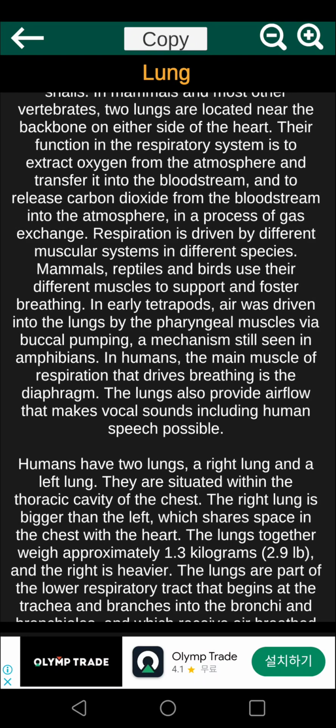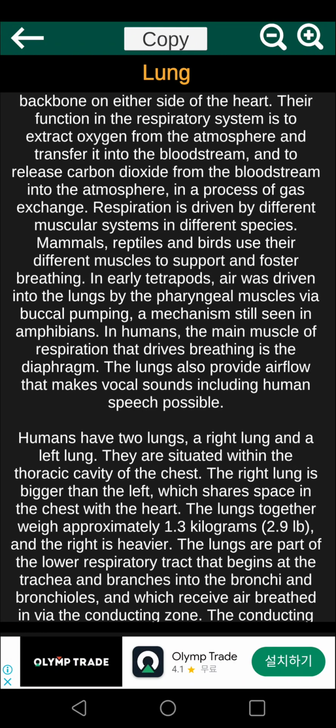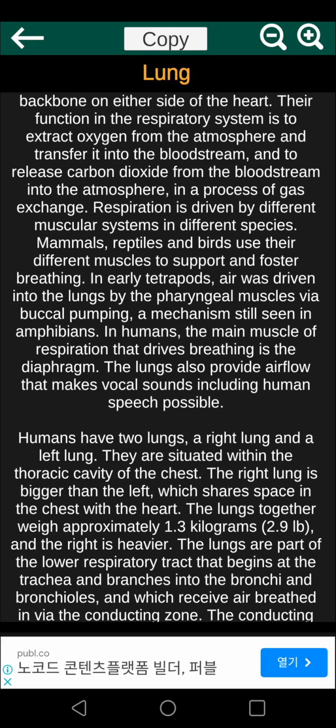to release carbon dioxide from the bloodstream into the atmosphere. In the process of gas exchange, respiration is driven by different muscular systems in different species. Mammals, reptiles, and birds use their different muscles to support and foster breathing. In early tetrapods, air was driven into the lungs by the pharyngeal muscles.